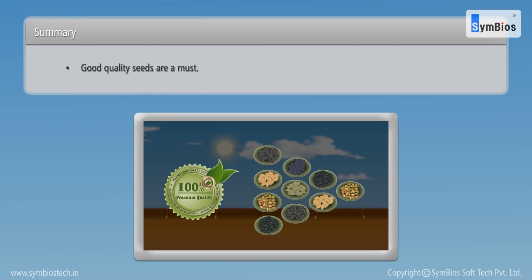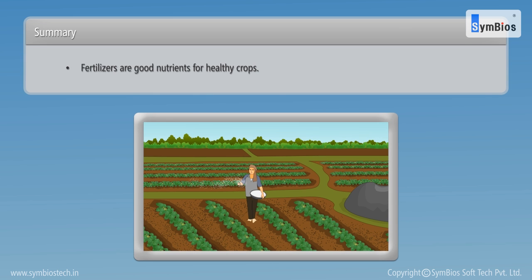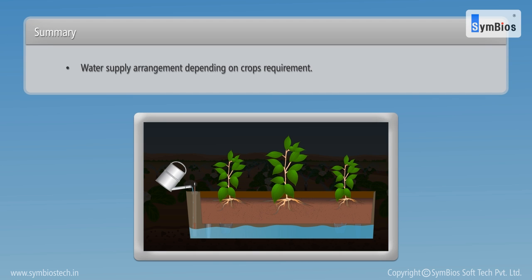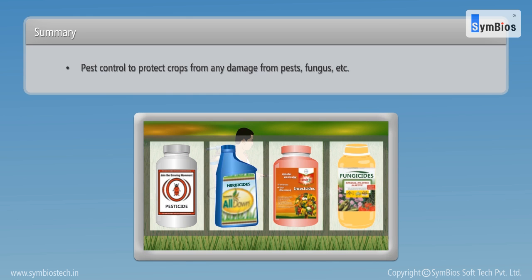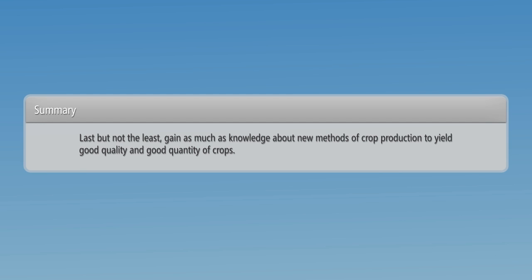Summary: good quality seeds are a must. Fertilizers are good nutrients for healthy crops. Water supply arrangement depends on the crops' requirements. Pest control protects crops from any damage from pests, fungus, etc. Last but not least, gain as much knowledge as possible about new methods of crop production to yield good quality and good quantity of crops.